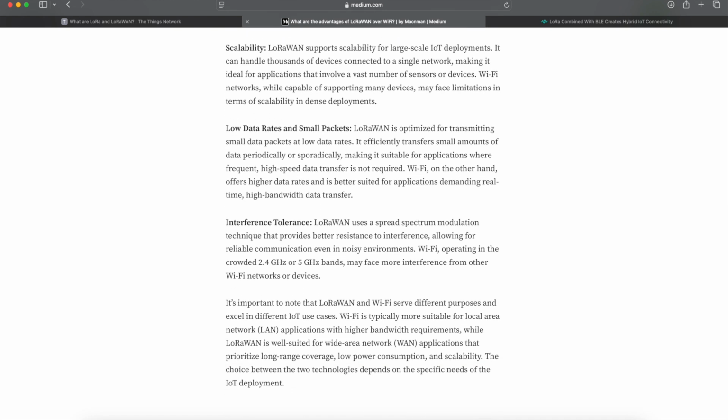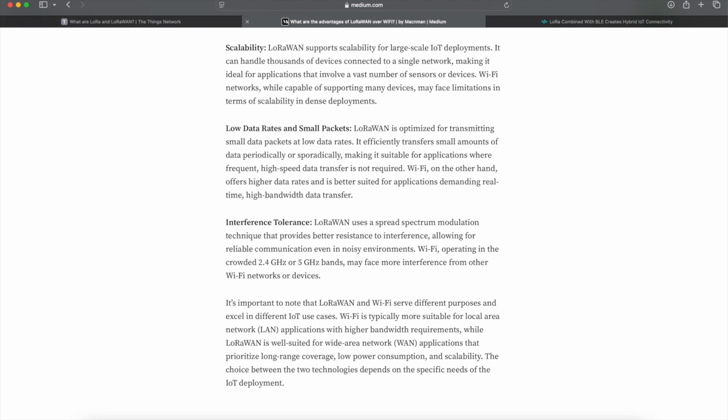Low data rates and small packets. LoRaWAN is optimized for transmitting small data packets at low data rates. It effectively transfers small amounts of data periodically or sporadically, making it suitable for applications where frequent, high-speed data transfer is not required. Wi-Fi, on the other hand, offers higher data rates and is better suited for applications demanding real-time, high-bandwidth data transfer.